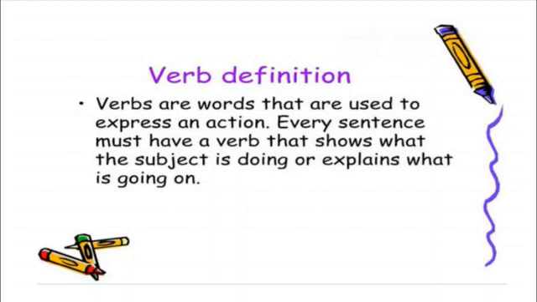For example, the boy is playing with a ball. Here, the word playing is a verb. Why? Because what is the boy doing in the sentence? The boy is playing with a ball. So, playing is his action. Okay, that is why playing is a verb.